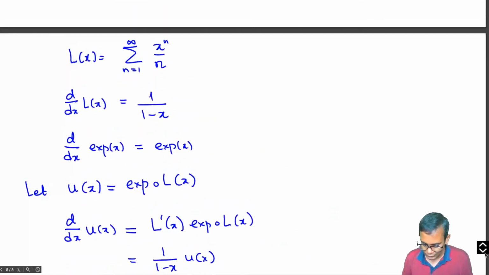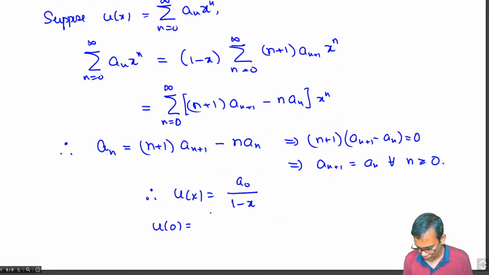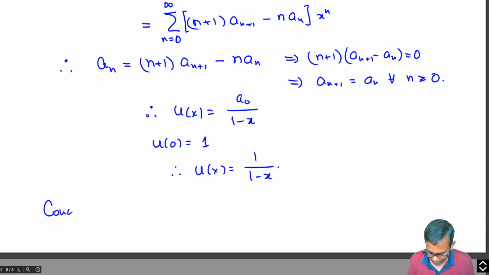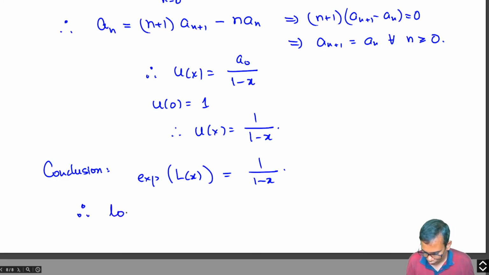But you can compute the constant term of u(x). u(0) is equal to 1, because for exponentiation of anything with zero constant term, the first term will be 1. So u(x) equals 1 over 1 minus x. So what we have is exp of L of x is equal to 1 over 1 minus x. This justifies that L(x) is log of 1 over 1 minus x.